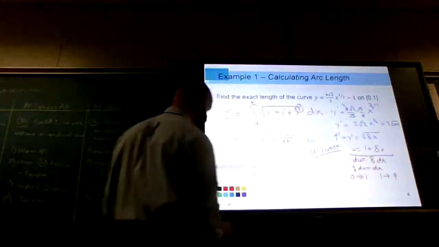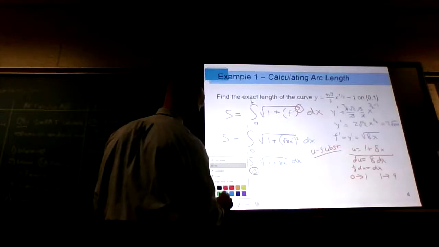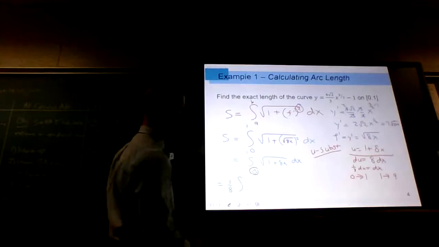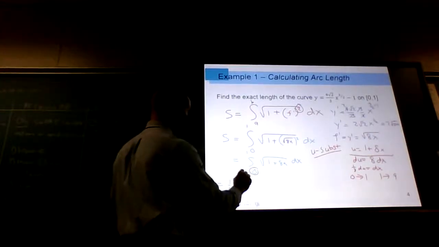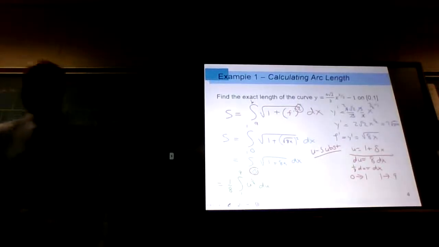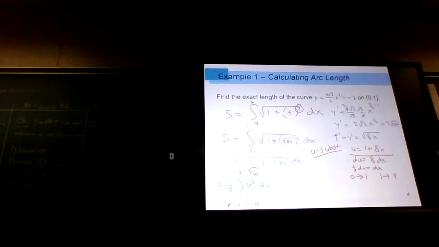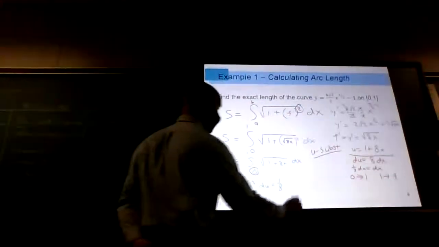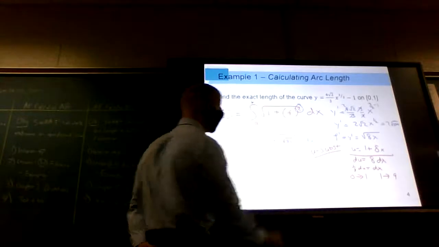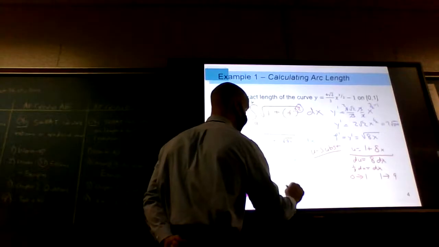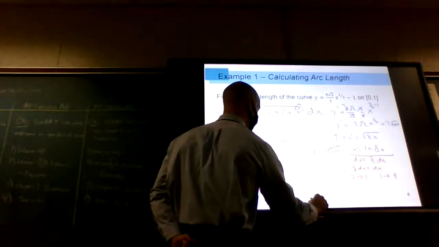Okay, so now let's go ahead and do it in green. So this is going to become, I think there's a 1/8 in the front, right? 0 is changing to 1. 1 is changing to 9. And then I've got u to the 1/2 power du. And let's go and integrate. So that's going to be 1/8. The antiderivative of u to the 1/2 would be u to the 3/2, right? Then divide by 3/2, which is the same thing as multiplying by 2/3. And then we've got to evaluate that from 1 to 9.